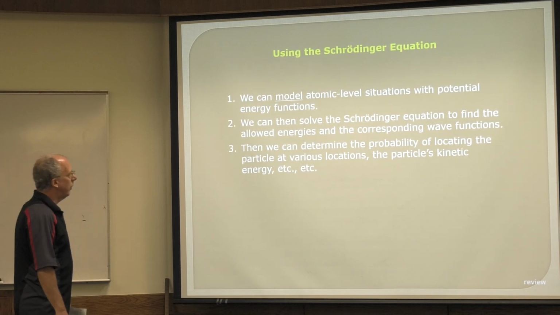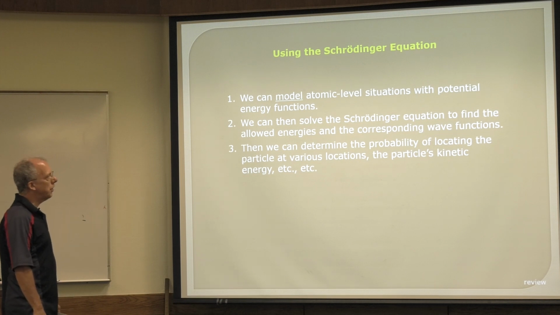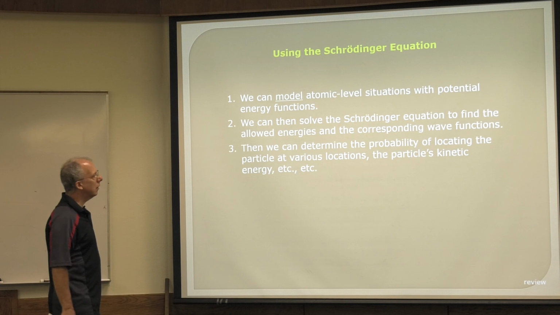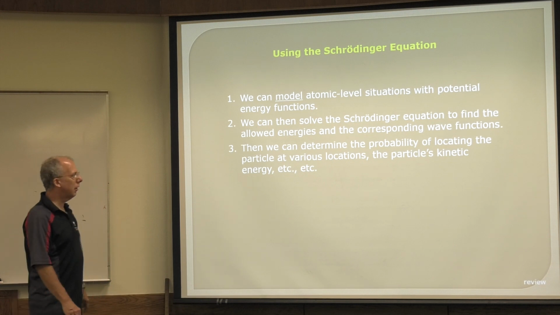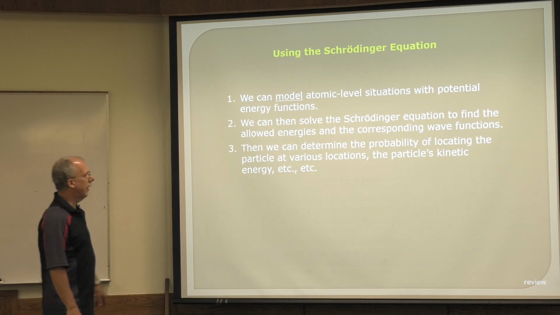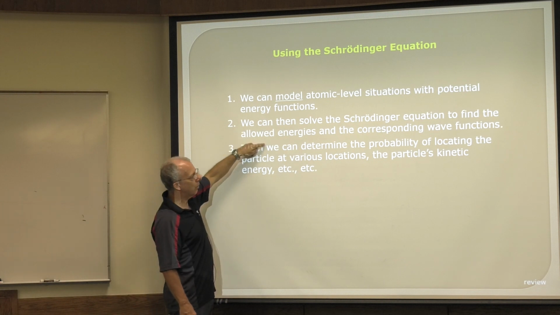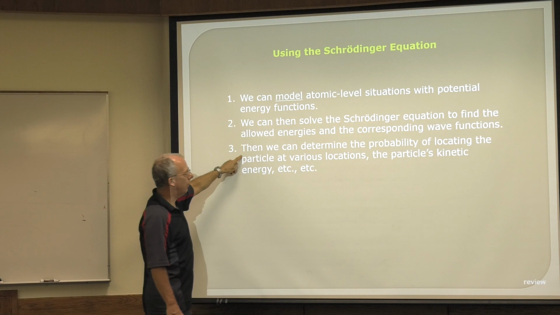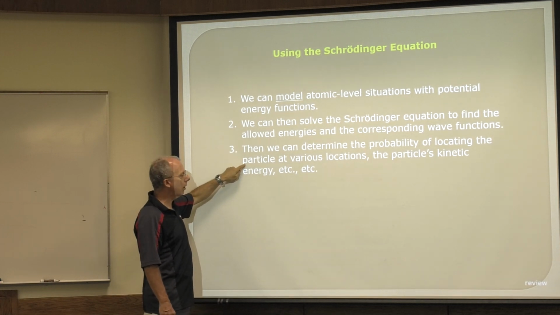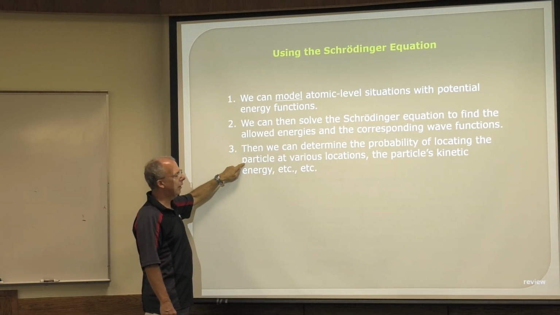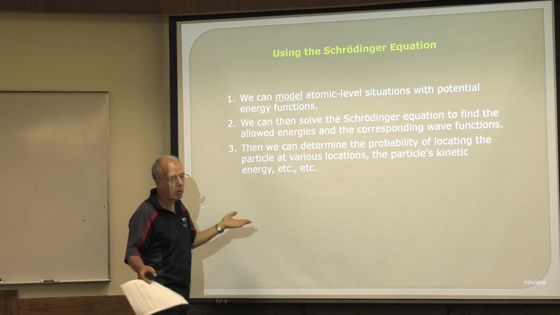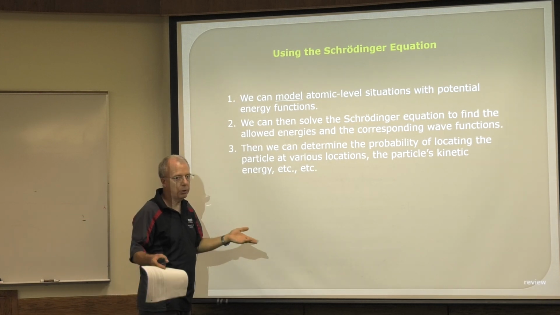Using the Schrödinger equation, we can model atomic level situations with potential energy functions. We then solve the Schrödinger equation to find the allowed energies and the corresponding wave functions. And this is all a lot of work, right? Solving the Schrödinger equation, you have to use all the boundary conditions and the whole bit. We can then determine the probability of locating the particle at various locations. You can use the wave function to figure out the kinetic energy, all sorts of things. Anything you want to know about a particle, you use the wave function.